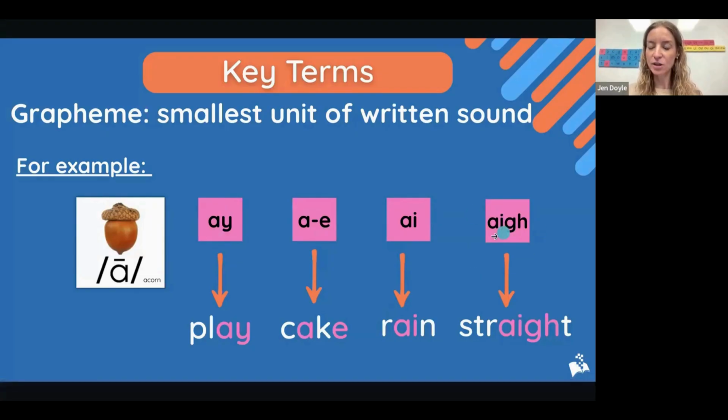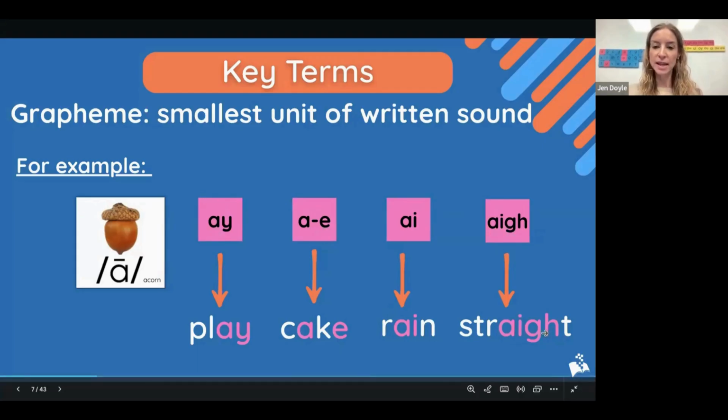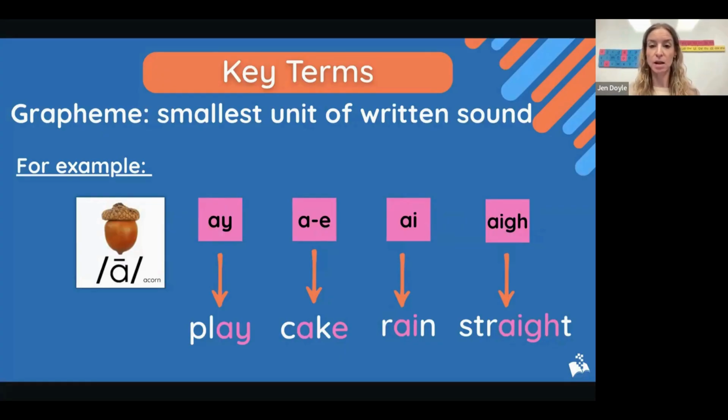And then AIGH, that grapheme, is used in the word straight. And so you can see these are just 4 different ways to spell that long A sound. And what's so complicated and confusing about English is that we've got these 44 phonemes, and there's so many different ways to spell those phonemes. And so it also depends on the type of English that you're learning. So if you're learning American English versus Canadian or British, there are different graphemes. So there are actually over 250 graphemes in English.